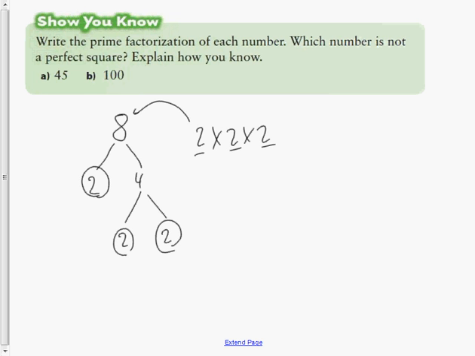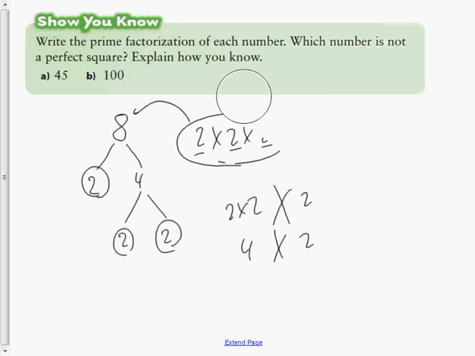Okay? Now, if a number is a perfect square, the prime factors that you have will be able to create two identical numbers using those prime factors. In the case of 8, I can't make two identical factors. I can make a 2 times 2 on this side and a 2 over here, but 4 times 2 is the best way I can express how to get 8.